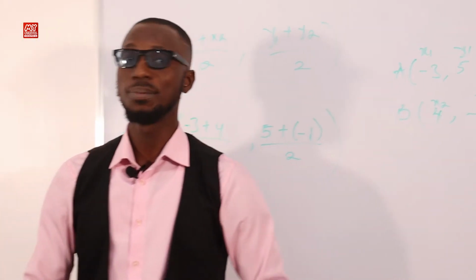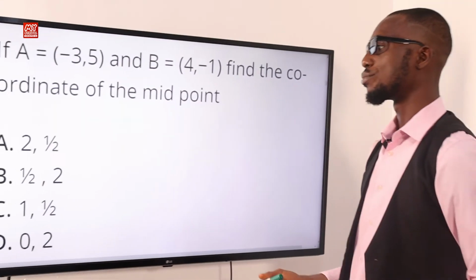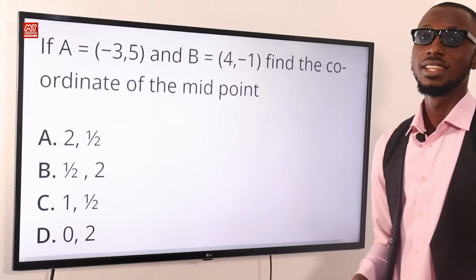So let's go back to the screen and pick out the correct option. So I have 1 over 2 and 2. So option B is very correct.